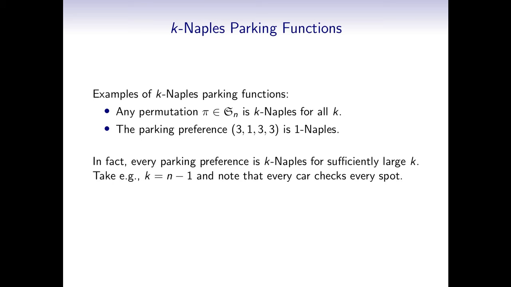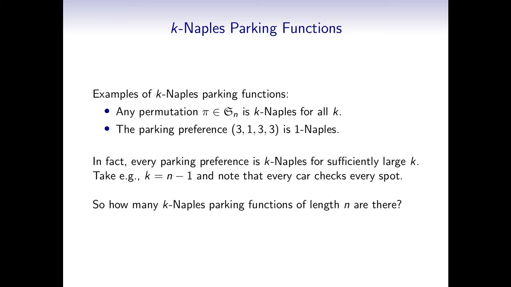In fact, every parking preference is k-Naples for a sufficiently large k. If you take k equals n-1, then every car checks every spot, because it checks at least its own spot and all the spots behind it, of which there are up to n-1, and all the spots after, because they always check all the spots after, if they don't park immediately or parallel.